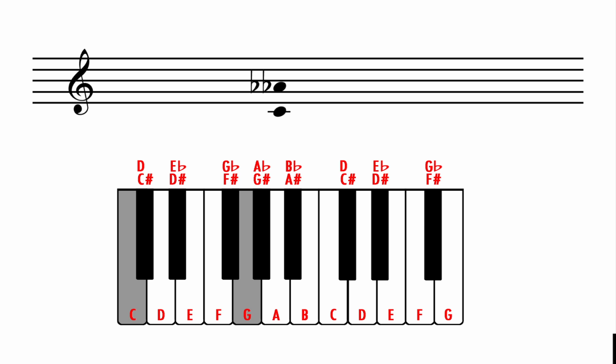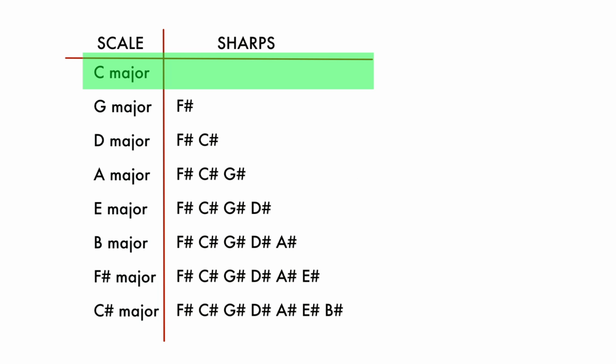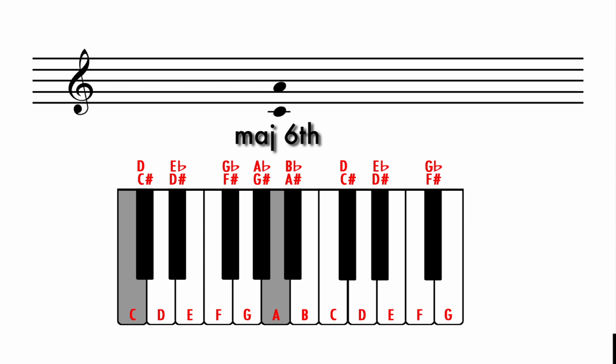If we have C and A double flat, we count the note names C, D, E, F, G, A, 1, 2, 3, 4, 5, 6. This interval is a sixth. We know from the previous example that there is no sharps or flat in the key of C major. Therefore, C to A is a major sixth. If we were to lower that A by half a step to A flat, it would be a minor sixth. If we lower that flat again to a double flat, it becomes a diminished sixth.